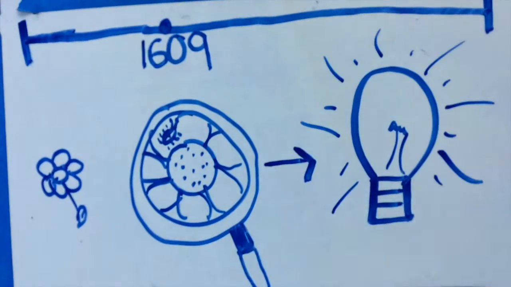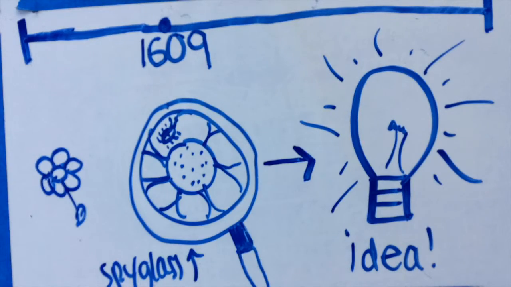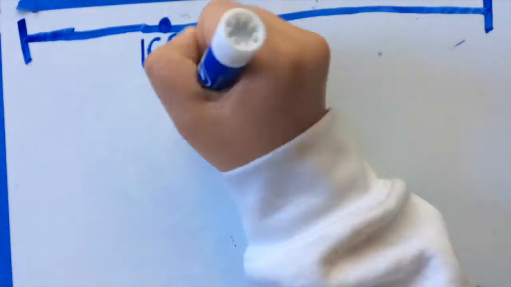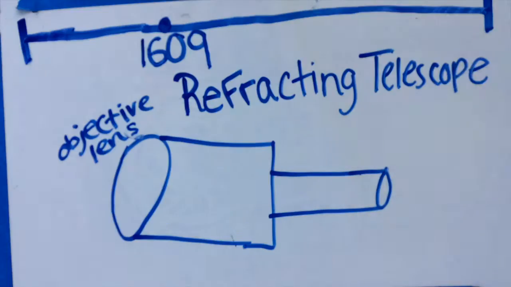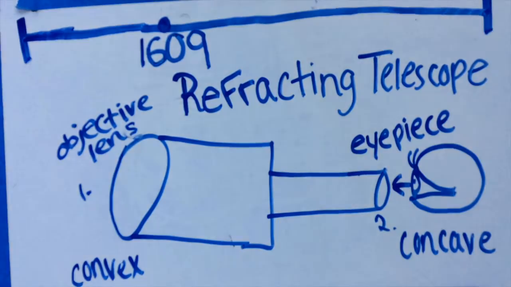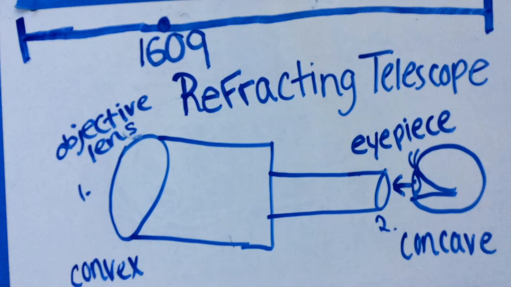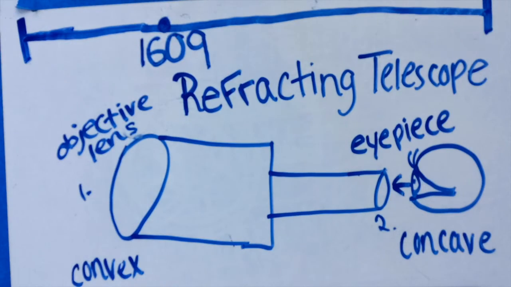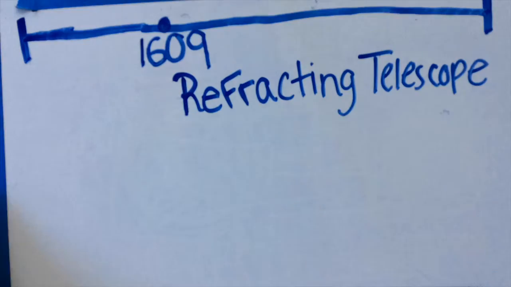Galileo was inspired by a certain device used for ages. The device was called a spyglass, and it was used to magnify distant objects on Earth. As soon as Galileo learned about the device, he built one and set about improving it, creating the first refracting telescope. A refracting telescope has two lenses. The convex lens is the primary or objective lens where the light rays enter. The second lens is concave and is the eyepiece, where you look to see the magnified image.